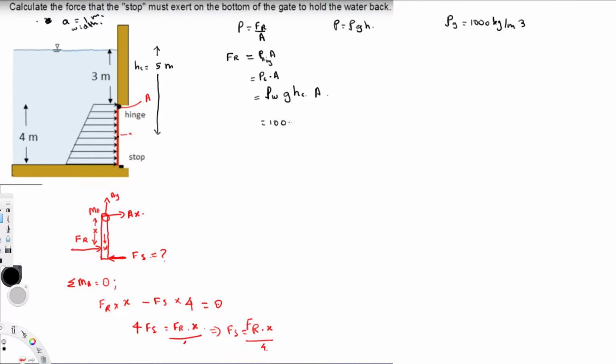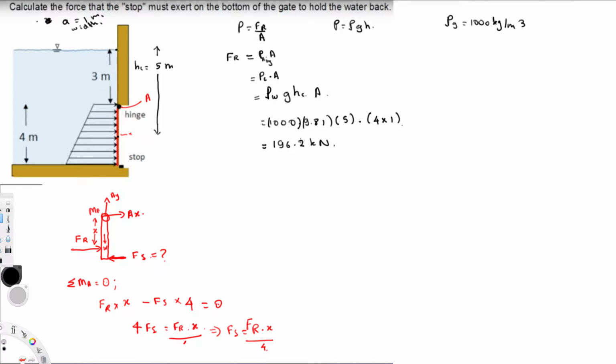So let's substitute all the values. 1000 times 9.81 times the height of the centroid. We are using this as the reference point, so 3 plus 2 is going to be 5, times the area. Area is going to be 4 times 1. From this we can find the resultant force, and that's going to give us 196.2 kilonewton. So this comes out to be the resultant force.